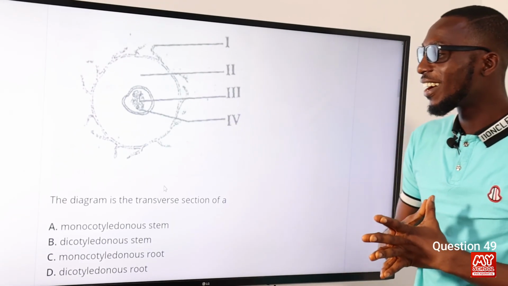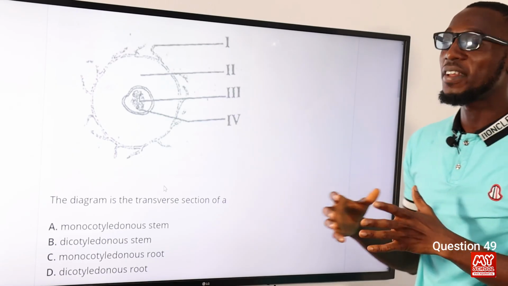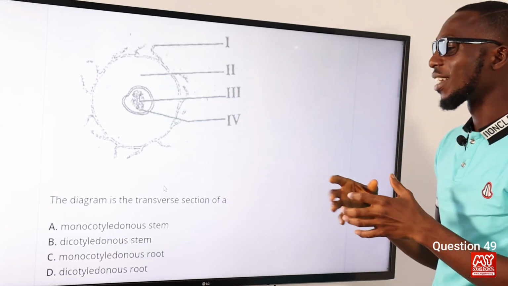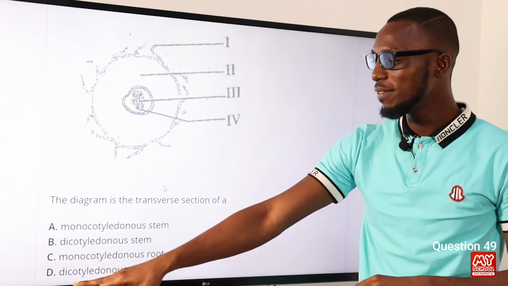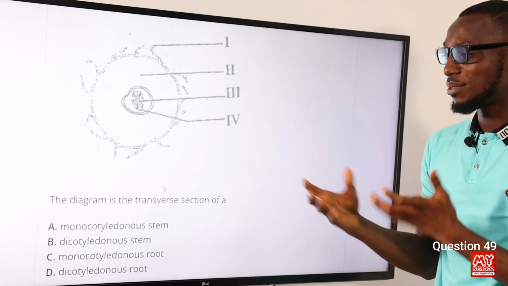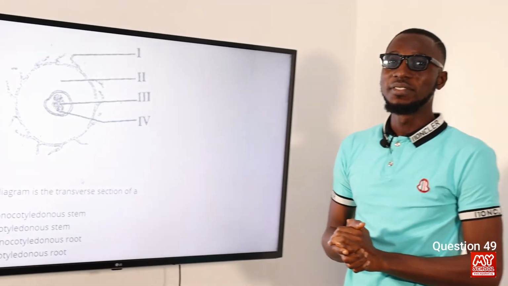49. The diagram is a transverse section of a what? Okay, the transverse section of a dicot root. So the correct option here is option D for dicotyledonous root. So that's the option we're looking for.